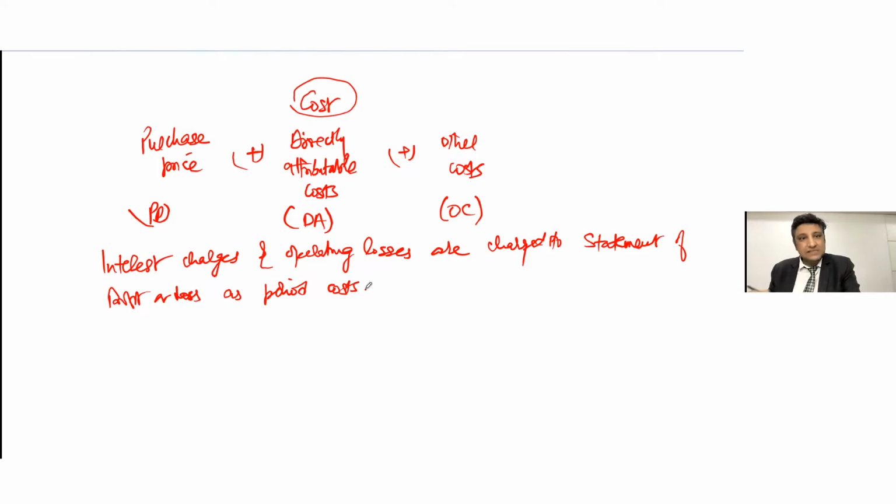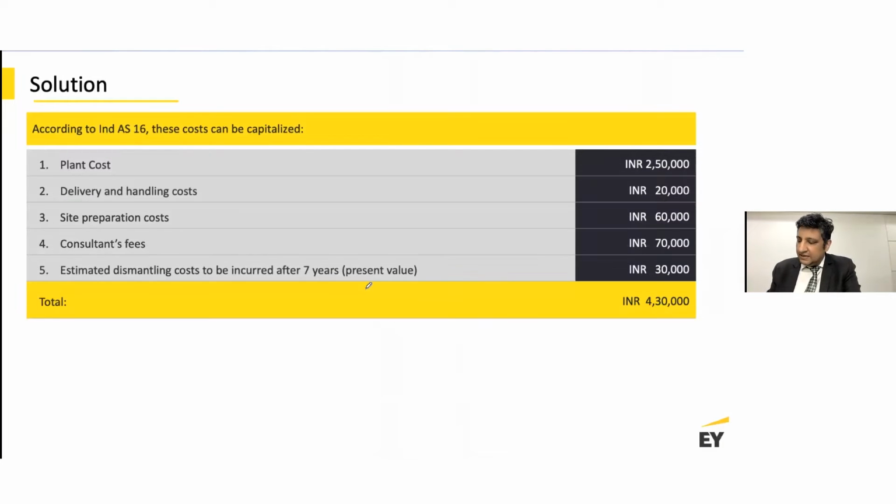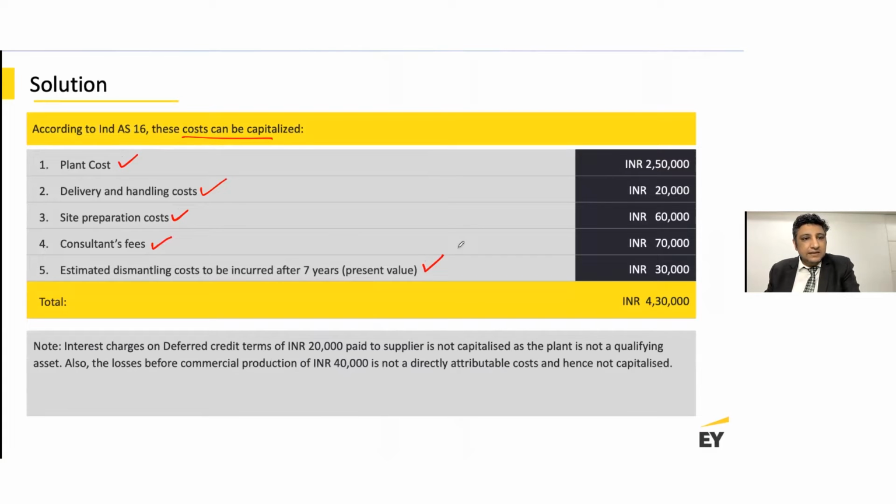All right. With this thought, let's have a look at the formal solution here. It says that according to Ind AS, these costs can be capitalized. This is the purchase price. These are directly attributable costs, and this is an example of other costs. And as far as the interest charges and of course the losses are concerned, they would be simply charged to the statement of profit or loss.